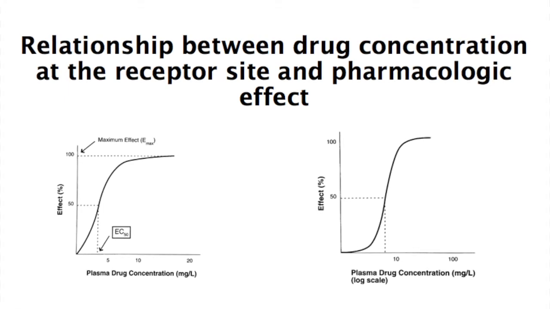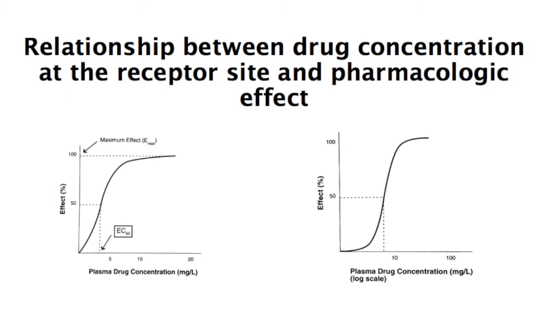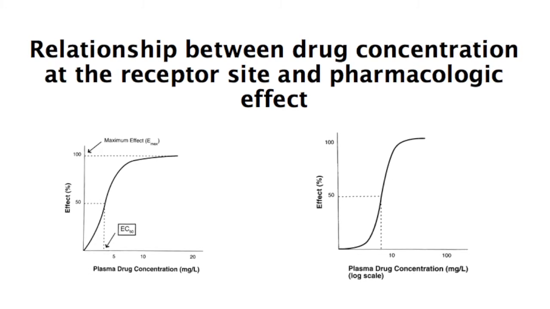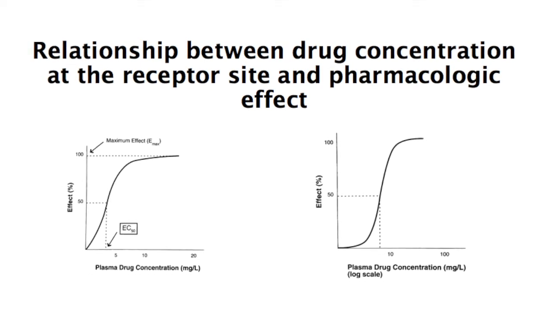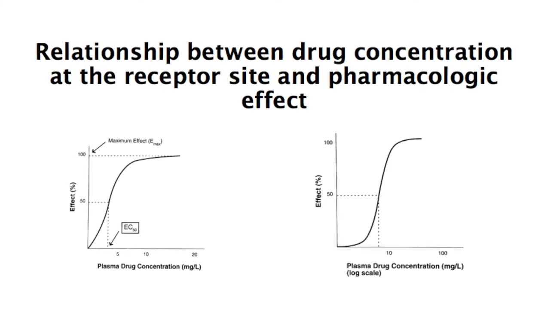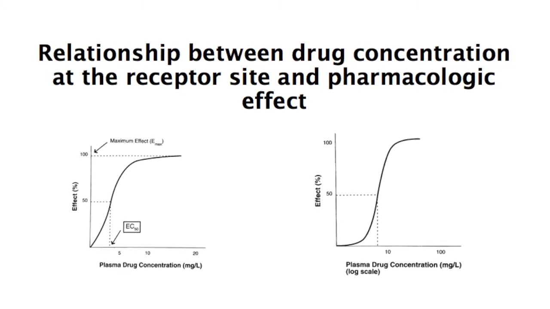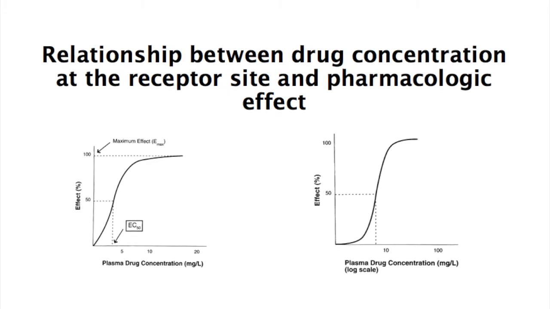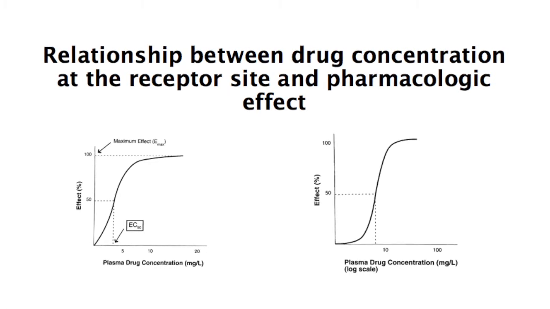We can plot drug concentration on a linear scale, as in the graph on the left-hand side, or on a logarithmic scale, as seen in the graph on the right-hand side. The advantage of converting drug concentrations to a logarithmic scale is that it amplifies the initial lag phase and linearizes the portion of the graph when effects increase exponentially with increasing drug concentrations.